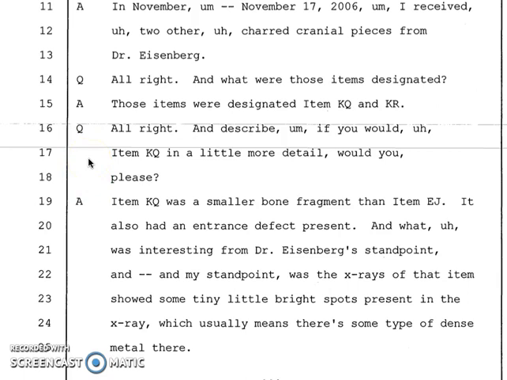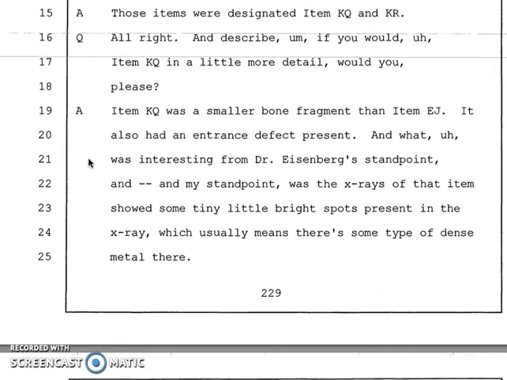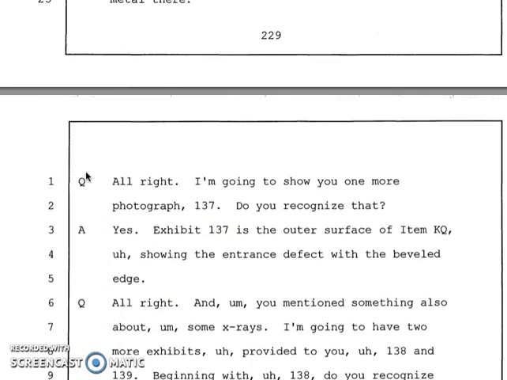All right, and describe, if you would, item KQ in a little more detail, would you please? Item KQ was a smaller bone fragment than item EJ. It also had an entrance defect present. And what was interesting from Dr. Eisenberg's standpoint and my standpoint was the x-rays of that item showed some tiny little bright spots present in the x-ray, which usually means there's some type of dense metal there.